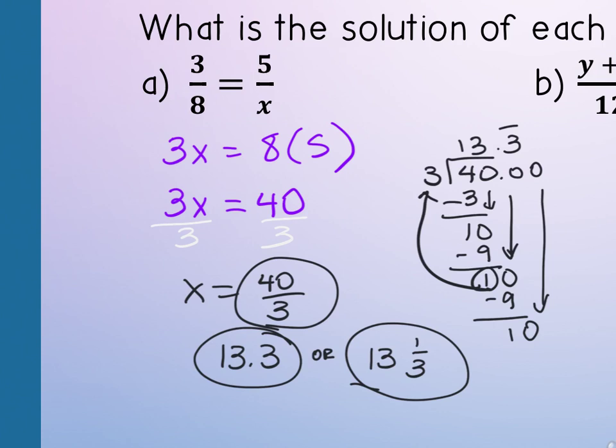Alyssa. You can leave it as 40 over 3 as long as it's reduced. So if it said like 40 over 8, you would want to divide them both by 4. But if it can't be simplified, you can leave it like that. Yeah, so any one of those three circled answers is good. Questions on that one?